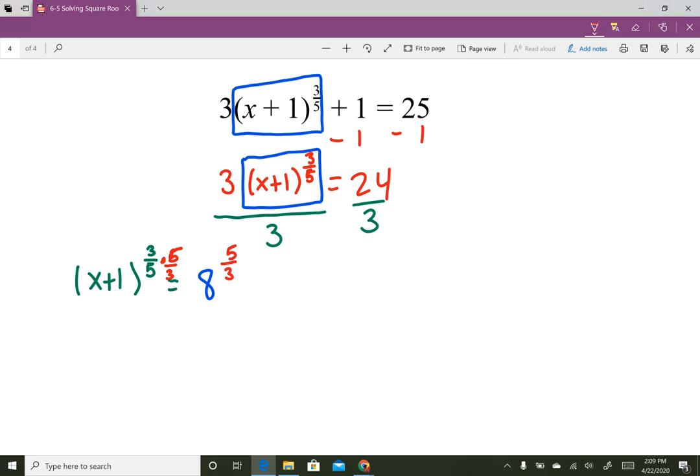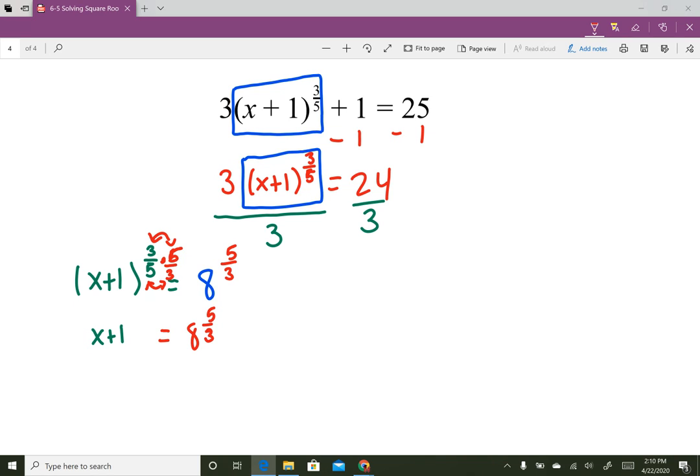So what that does is on the left side, 3 times 5 is 15, and 5 times 3 is 15. So that means I get 15 over 15, or my new exponent is just going to be x plus 1 to the first equals 8 to the 5 over 3. And really, I don't even need to write it this way. I just wanted to show you what happens to the exponent.